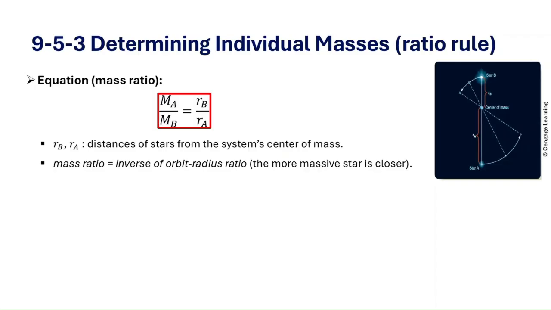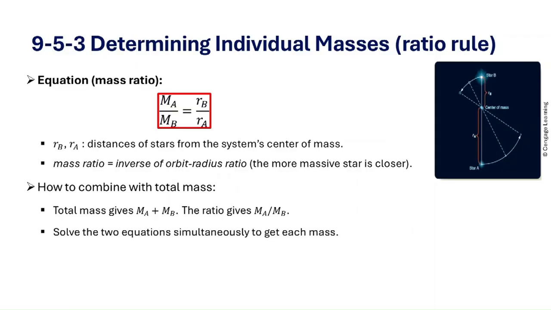Now the diagram shows the center of mass between star A and star B and labels RA and RB. So that picture is exactly where the ratio above comes from. The heaviest star is nearer the center, so its r is smaller, and the lighter star's r is larger. Now the total mass is MA plus MB and the ratio is MA over MB. And by solving these two equations, you can find MA and MB. We will do an example next to see how to do that.